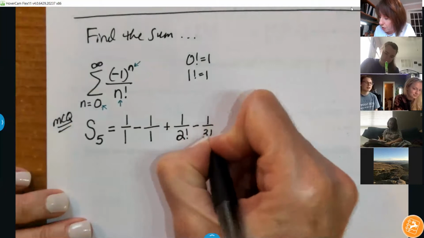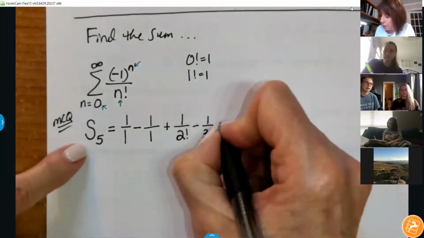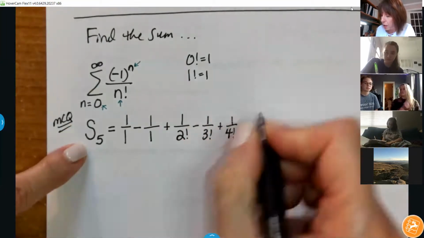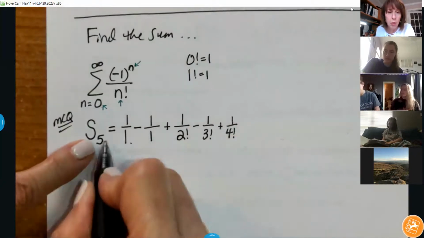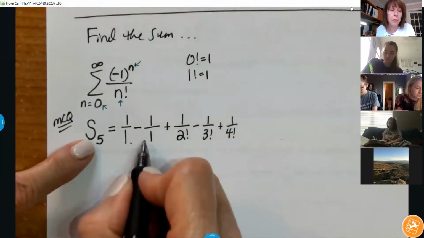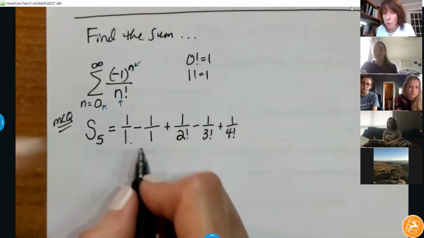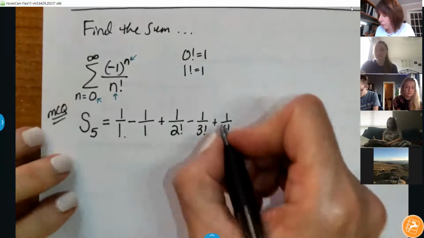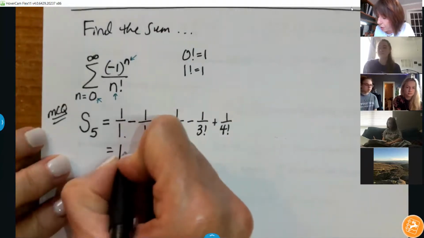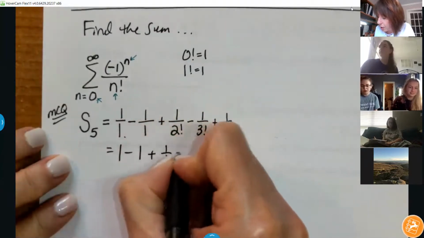-1 over 3 factorial, and then +1 over 4 factorial. That is 5 terms. So that is the fifth sum, the fifth partial sum. So if this was a multiple choice question, we would have to go ahead and work this out.